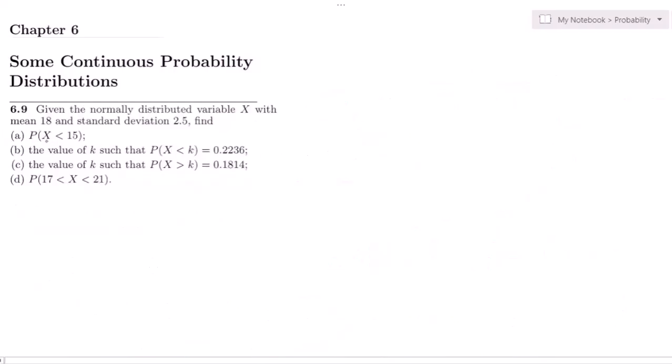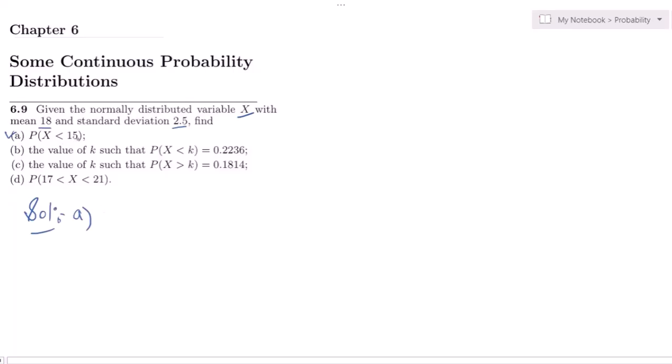This is question 6.9, and the statement of this question is: given the normally distributed variable x with mean 18 and standard deviation 2.5, find the probability that x is less than 15. Okay, so let me first solve part A first. Here we want to find out the probability that x is less than 15.